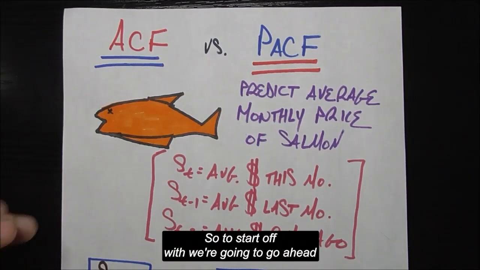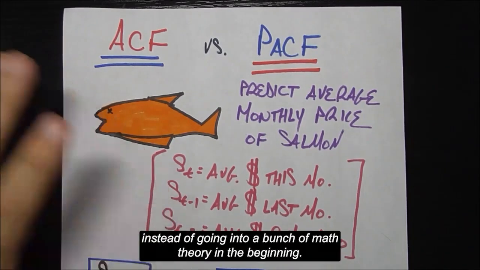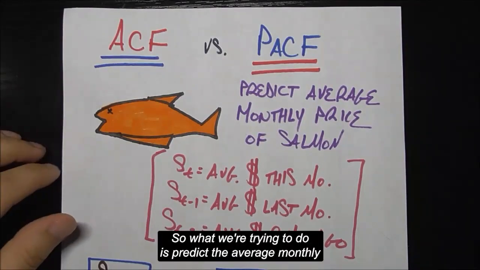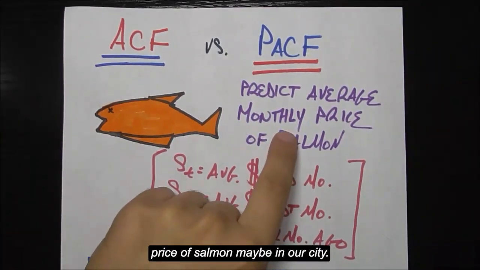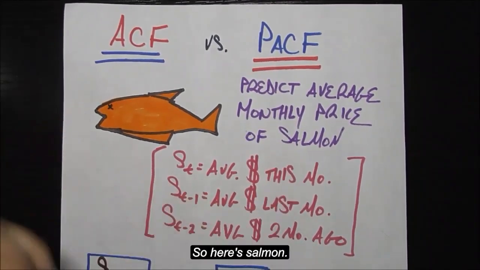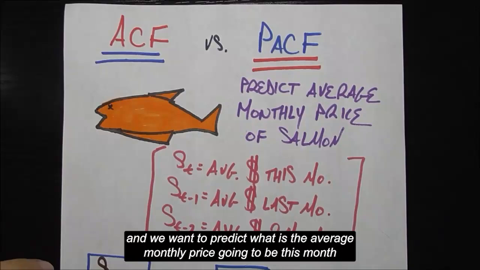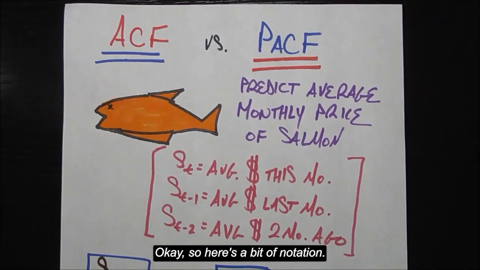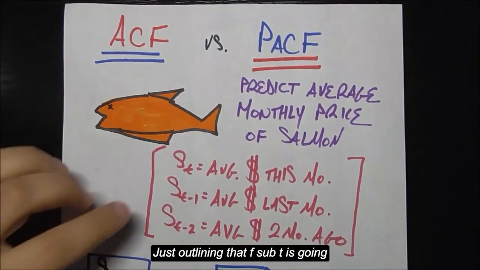To start off with, we're going to just use a toy example instead of going into a bunch of math theory in the beginning. What we're trying to do is predict the average monthly price of salmon, maybe in our city. So here's salmon, and we want to predict what the average monthly price is going to be this month compared to last month or the month before and all the months prior. Okay? So here's a bit of notation outlining that.